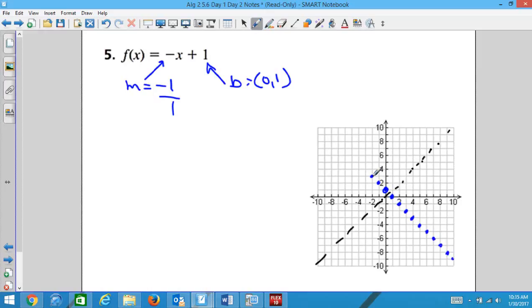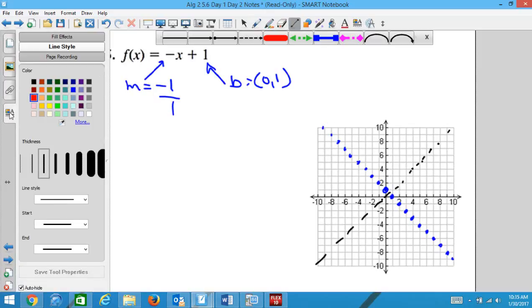Now I'm drawing all these points. You do not need all these points. I'm kind of overkilling the points here. You can just do a few and then use your straight edge.